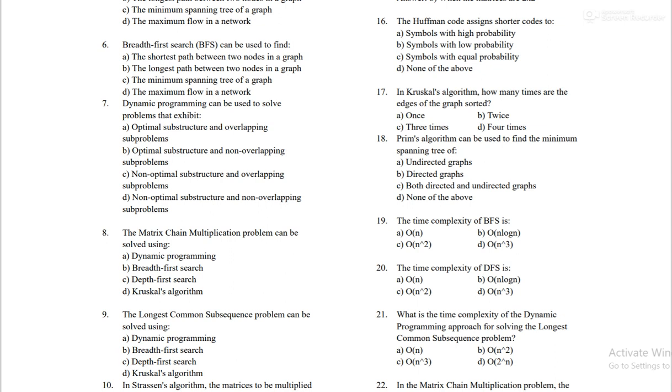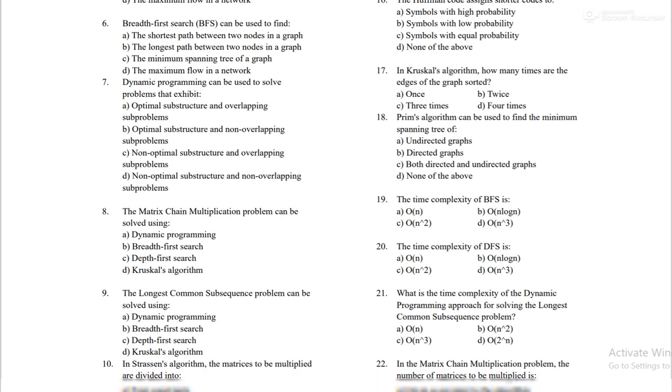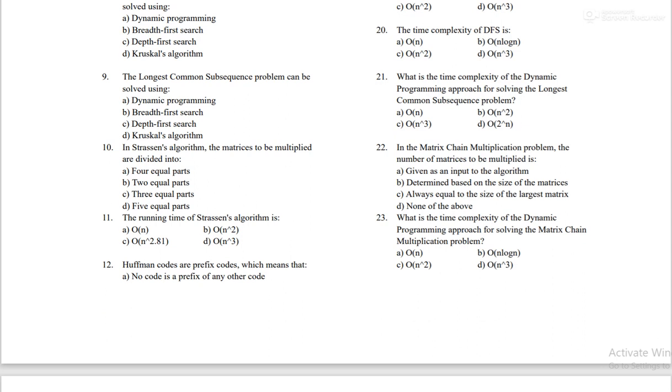Question number 9. The longest common subsequence problem can be solved using. Here also the correct option is option A, that is dynamic programming approach. The LCS problem can also be solved using the dynamic programming approach. Question number 10. In Strassen's algorithm, the matrices to be multiplied are divided into. In Strassen's algorithm, the matrices are divided into two equal parts. So, here the correct option is option B, two equal parts.